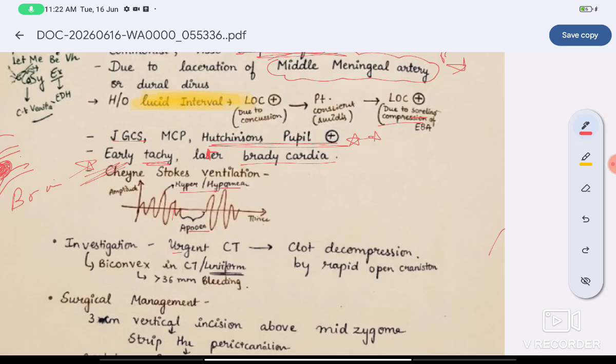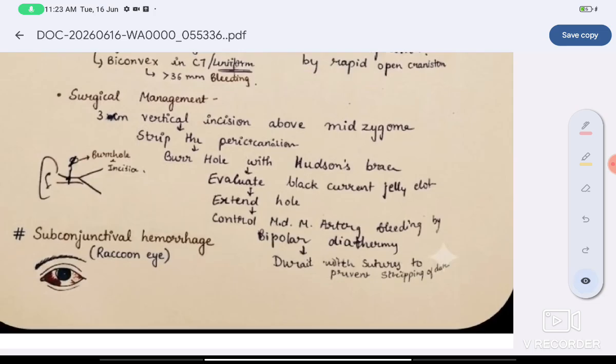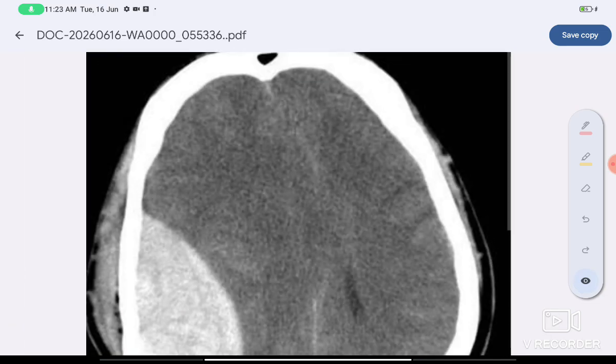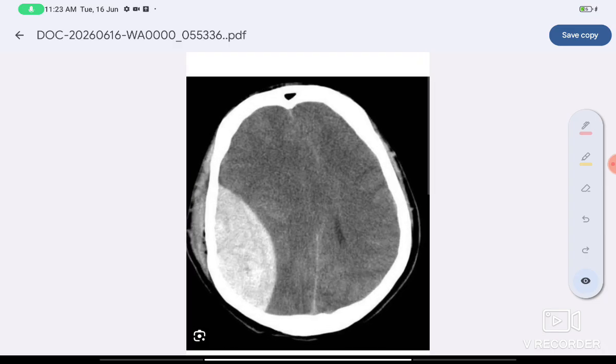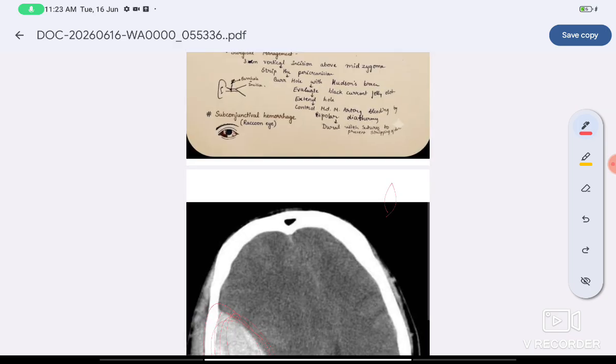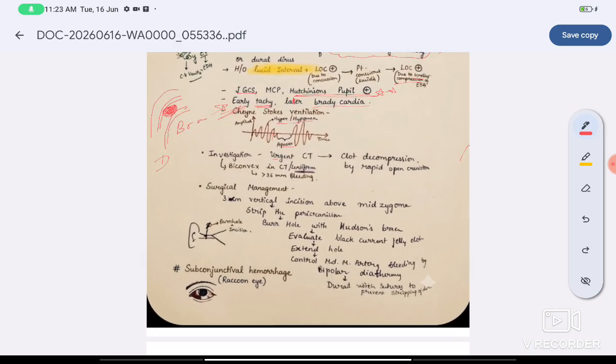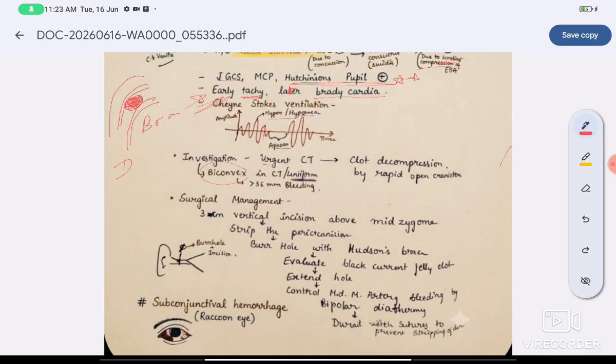Investigation is urgent CT scan, followed by surgical management, that is clot decompression with open craniotomy. How does this appear on an X-ray? It appears biconvex in shape. As you can see, this is the EDH. It appears biconvex like a lens. So this is the biconvex appearance on CT scan.